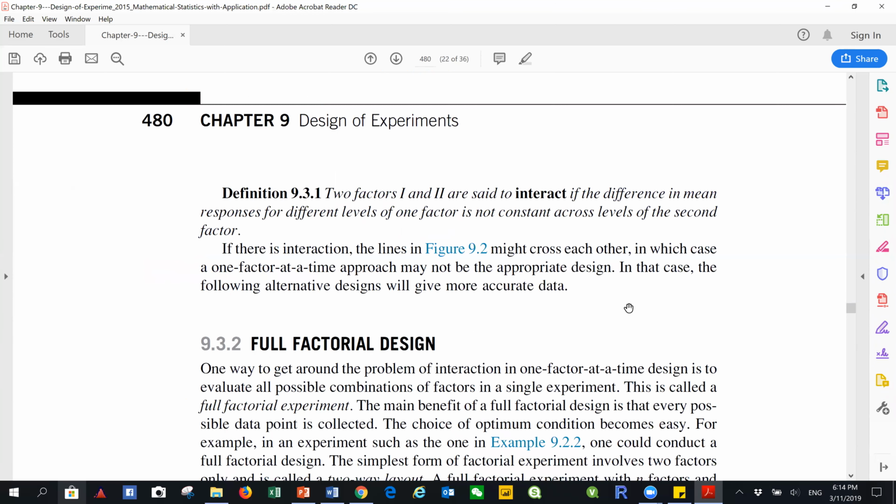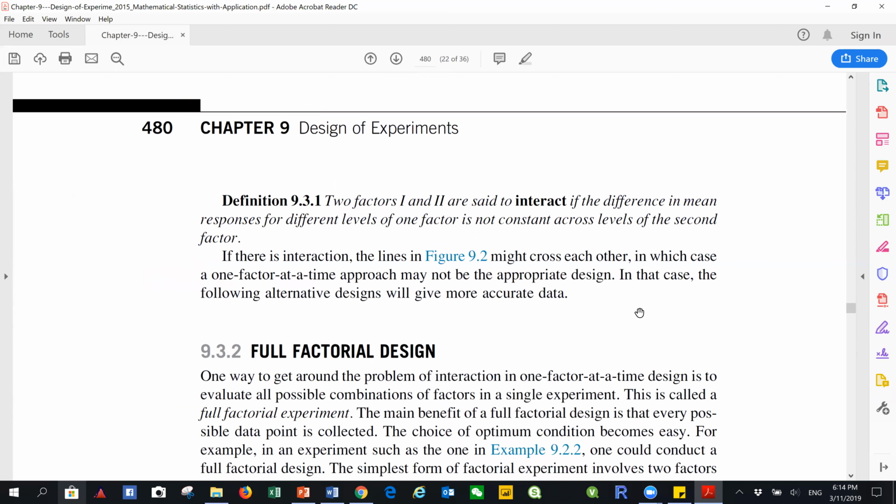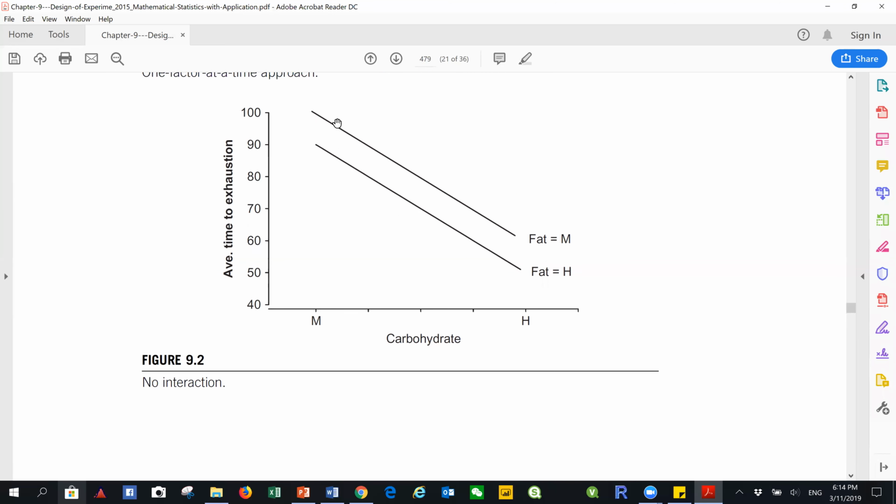But in what situation is there interaction? If the difference in mean response for different levels of one factor is not constant across levels of the second factor. So if the two lines cross each other, then there's interaction. In this case, there is no interaction. They don't cross each other.